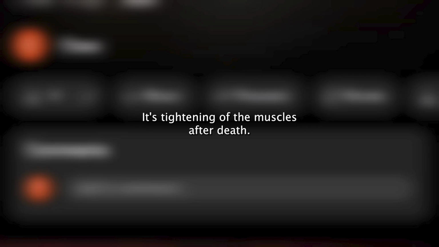ATP is needed to detach the myosin head from the actin binding site. So you need ATP. Now you've heard of rigor mortis. What is rigor mortis? A lucky stiff, right? Constricted muscle. It's tightening of the muscles after death. Usually occurs 2 to 4 hours after death.